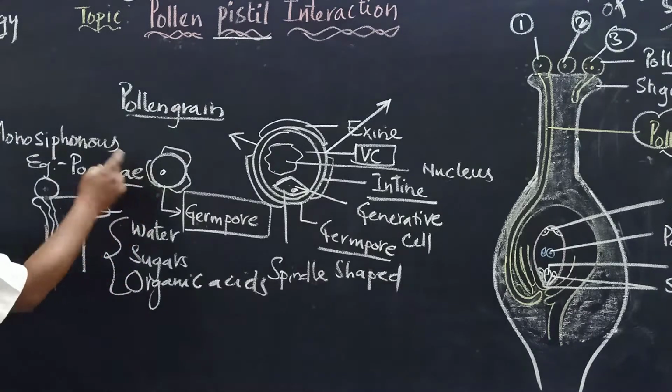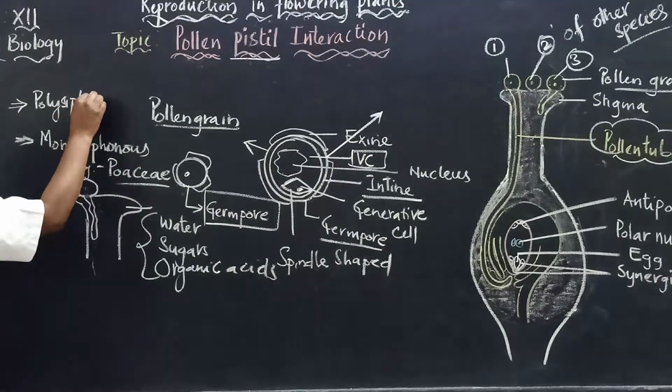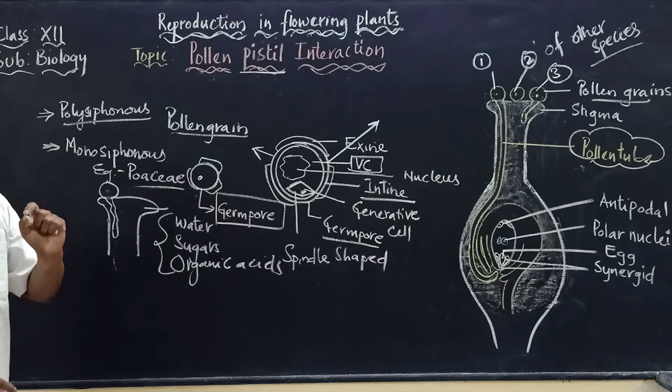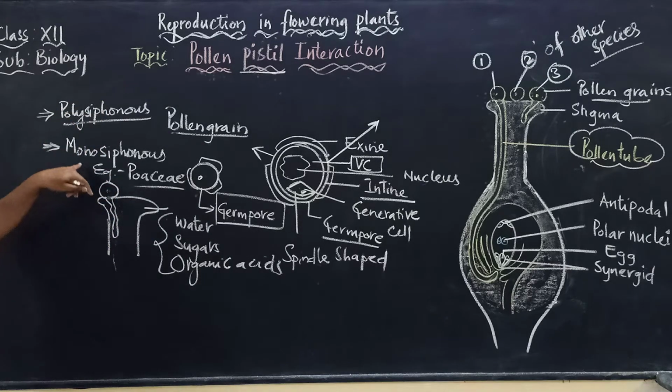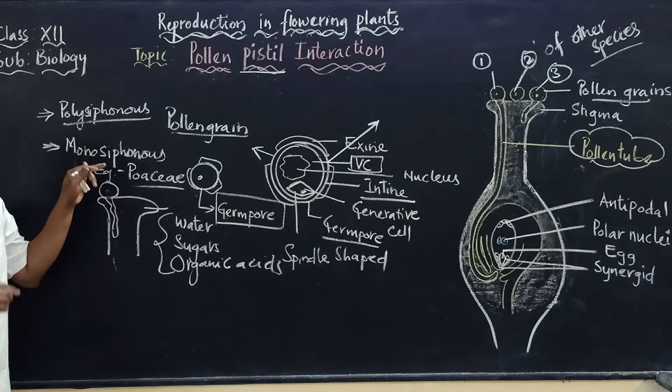Whenever it is producing many pollen tubes, we call it polysiphonous. So what is polysiphonous? When the pollen grain is producing many pollen tubes, we call it polysiphonous. What is monosiphonous? When the pollen grain is producing only one pollen tube, it is called monosiphonous.